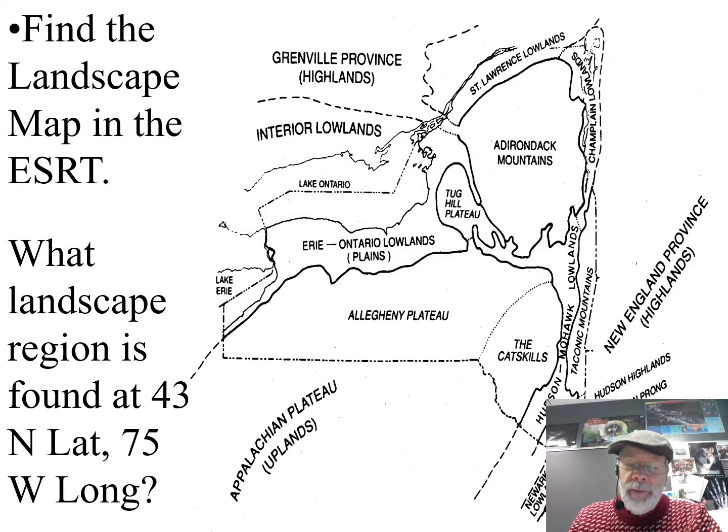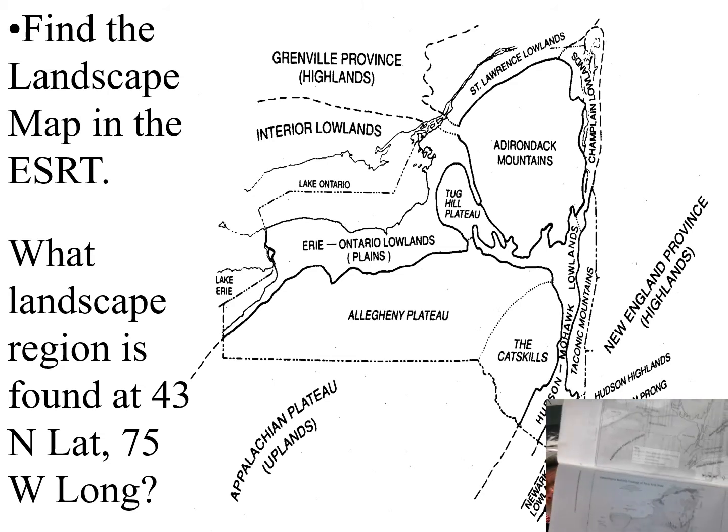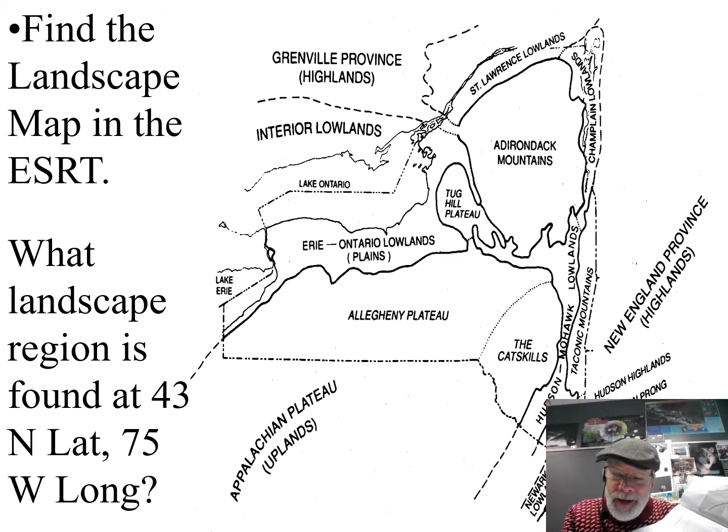So here's the map of the New York State landscape regions. Find that map in your Earth Science reference table and answer the question. What landscape region is found at 43 north latitude and 75 west longitude? So you have to look at the map just below that on your reference tables. You have these two maps, okay? The one on the lower part will be used to find the latitude and longitude. The one on the upper part, you have to compare to the lower part to figure out which latitude and longitude location you are at.